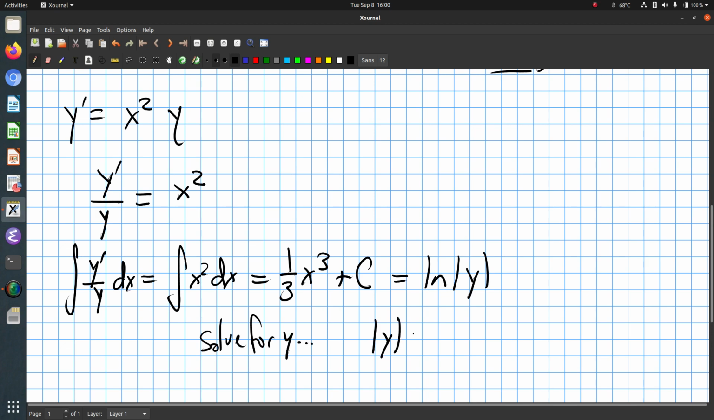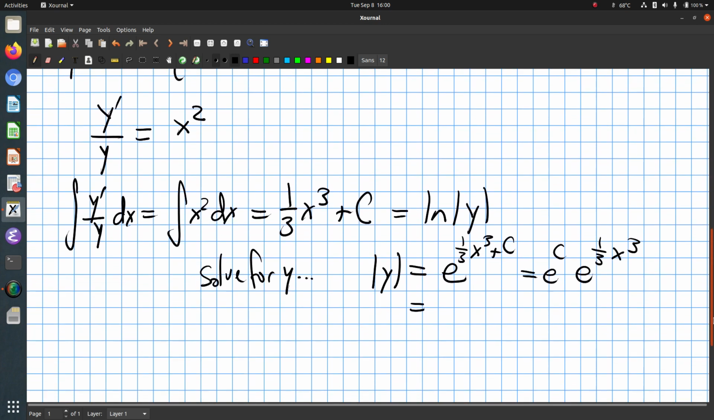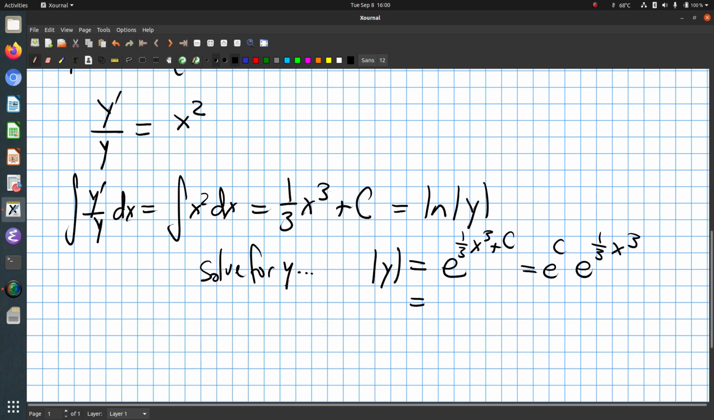So I get absolute value of y is equal to e to the 1/3 x cubed plus c. I could split my exponents. Let's split my exponents. And e to the c, I don't know what c is. So I also don't know what e to the c is either. So I might as well just replace that with some random other letter. I'll call it a. And that is my solution.